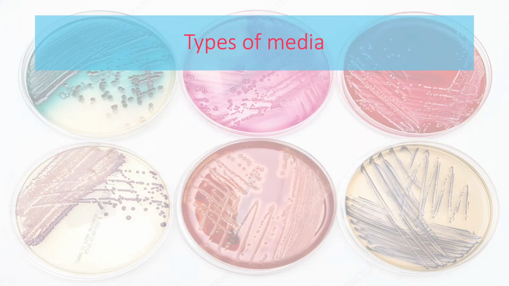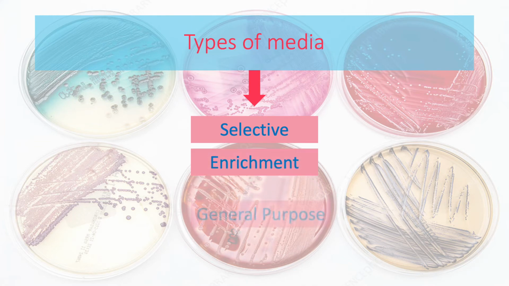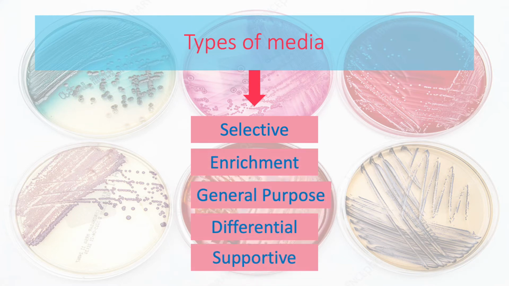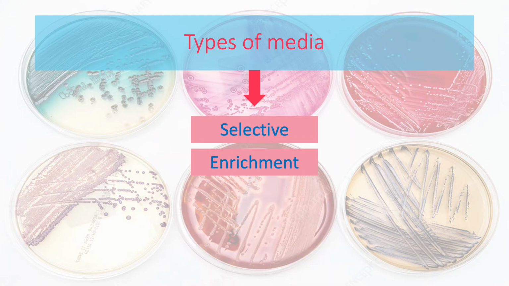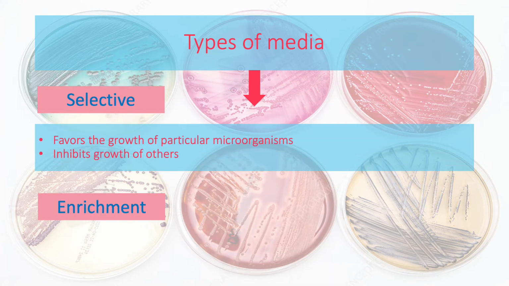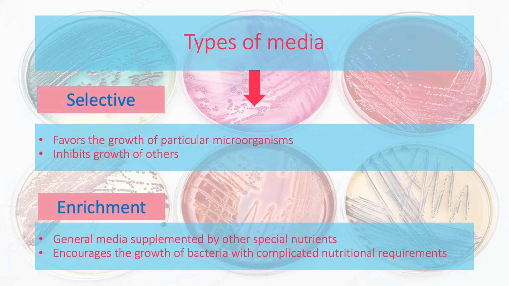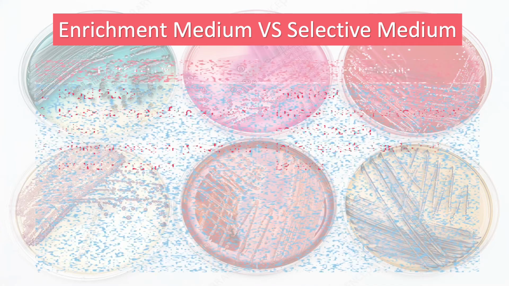So there are many different types of media available in microbiology. I'm just going to list here a few: selective media, enrichment media, general purpose media, differential media, and supportive media. There are many more mediums available, but today we're just going to be talking about selective and enrichment medium. What is a selective medium? A selective medium is a culture medium that favors growth of selected microorganisms and inhibits the growth of other microorganisms. While an enrichment medium is a media supplemented by special nutrients, allowing growth of certain types of bacteria with specific or complicated nutritional requirements.